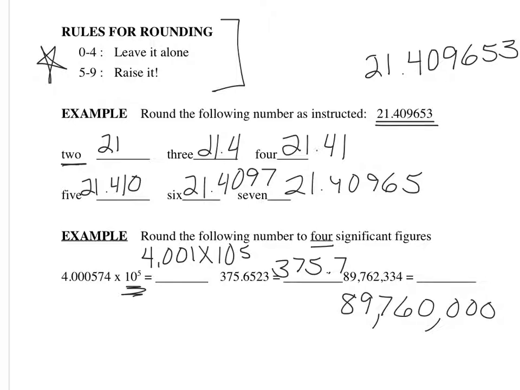Now keep in mind, I did not put a decimal point in there. If you add a decimal point to that, they then become significant, so you have more than your 4 sig figs. So just keep it as is like that.